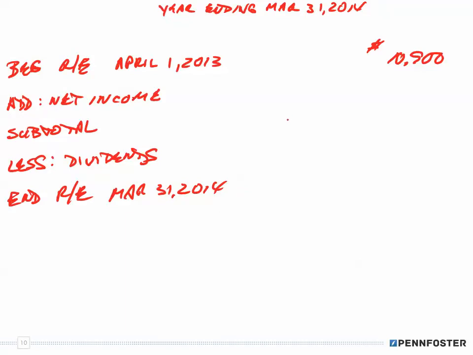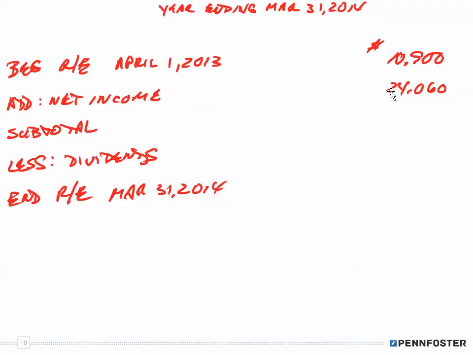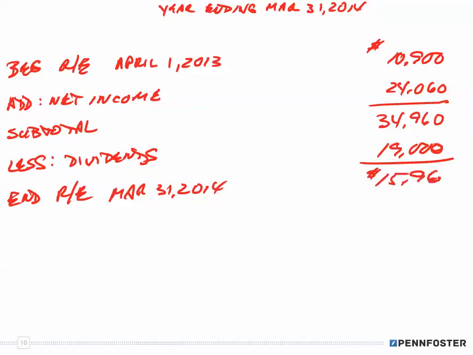So then we're going to add in our net income of 24,060 from our income statement here. And that's a mathematical calculation. So our subtotal is 34,960, and then we're going to less dividends of 19,000. Remember, that came off of our adjusted trial balance there, and that's a mathematical calculation which gives us 15,960, double underline, and of course a dollar sign, and that's our statement of retained earnings.